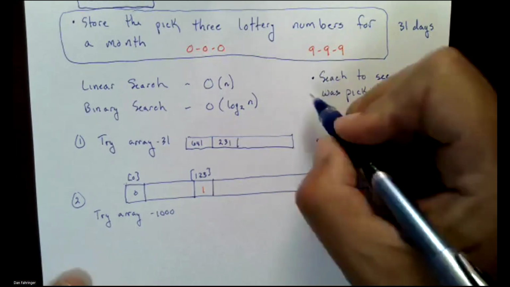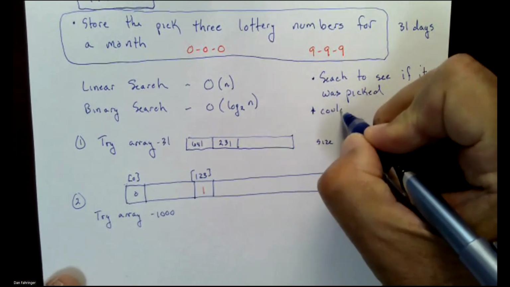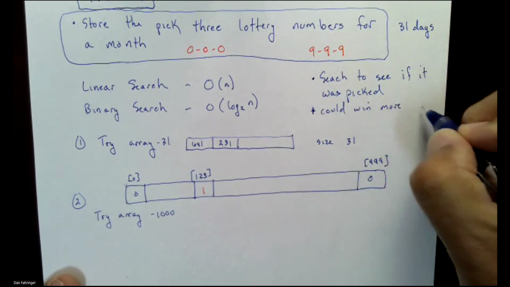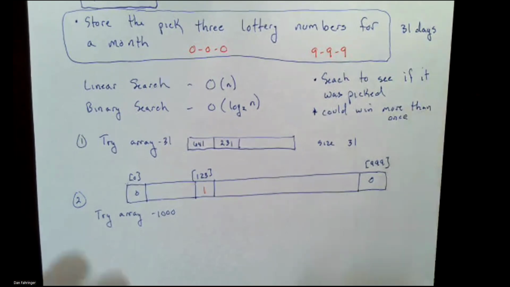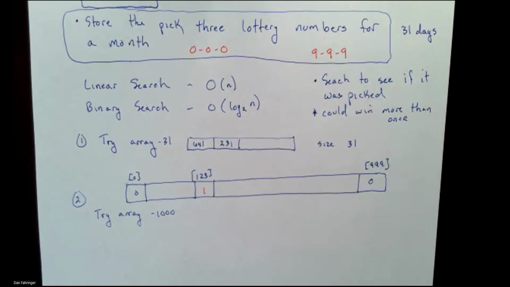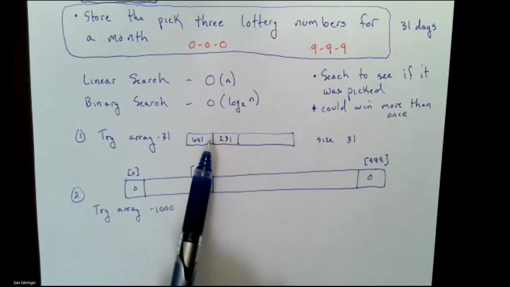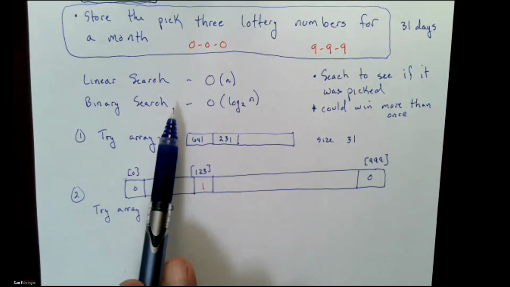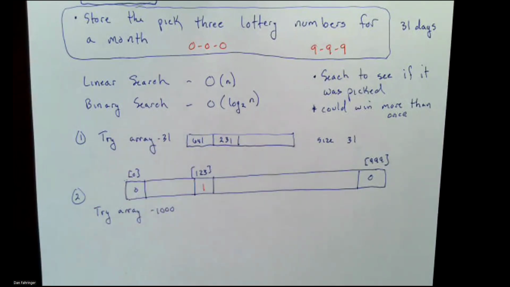I still have this little caveat listed up here: it could win more than once. Maybe I'd be changing this to a two so that I know 123 came up twice. So this first one, I had bad searches. Didn't use a lot of memory, but I had bad searches.